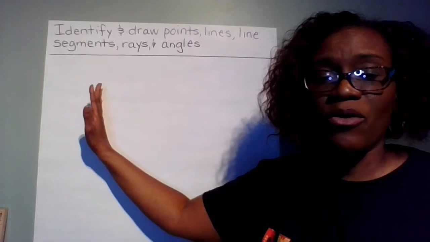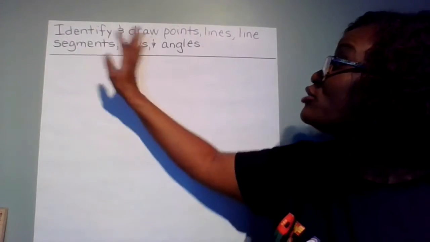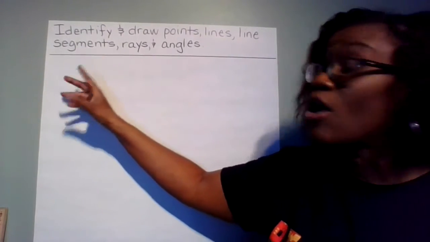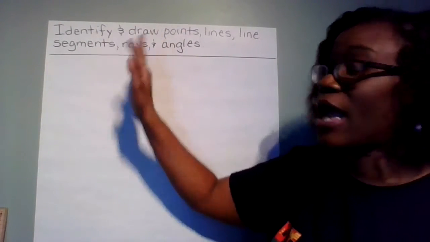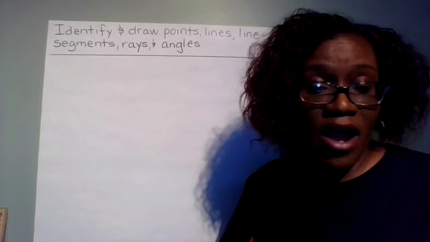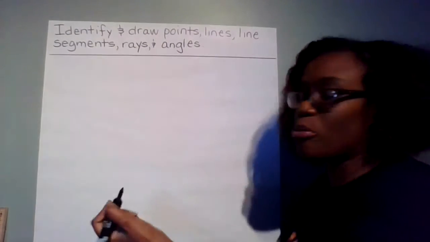So the first thing that we're going to do is first define all of these: points, lines, line segments, rays, and angles. So let's get started. The first thing is a point.